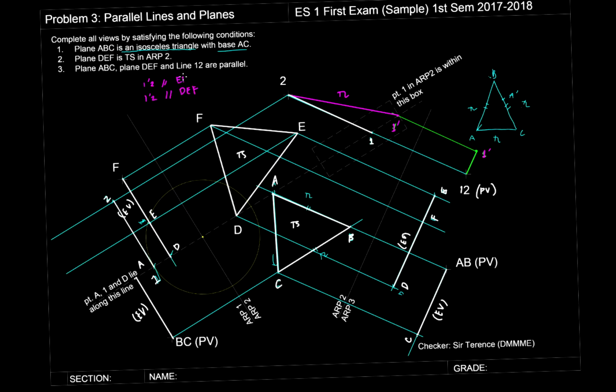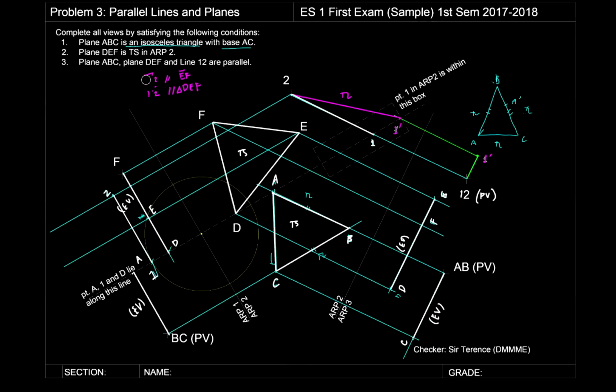Parallel to EF. Therefore, 1 prime 2 is parallel to triangle DEF. And pwede din segment EF to signify segment 2. Okay? So yun, medyo simple lang yung ano, no? There are multiple answers. You'll notice na pwede rin ilagay ko yung point 1 dito. That will still work, no?